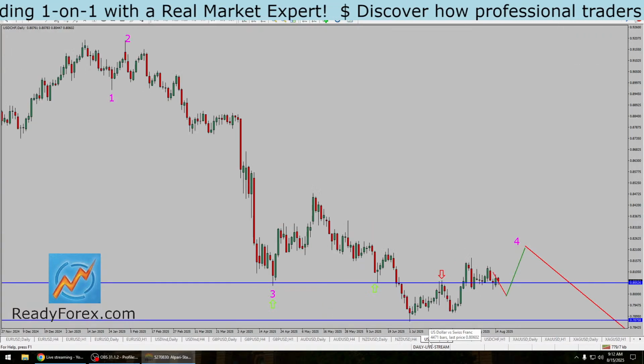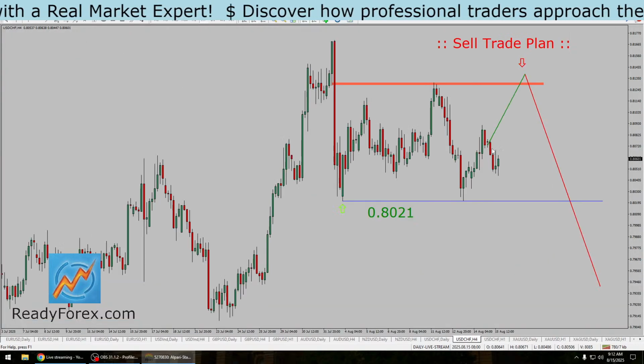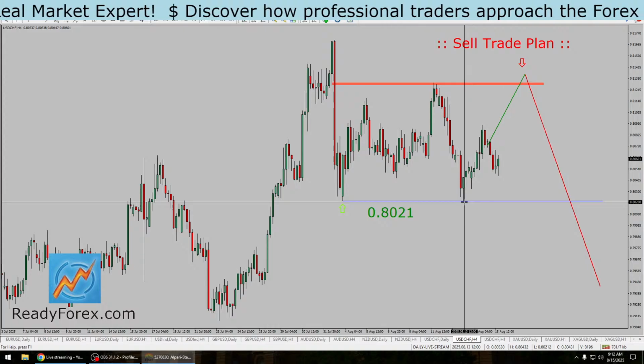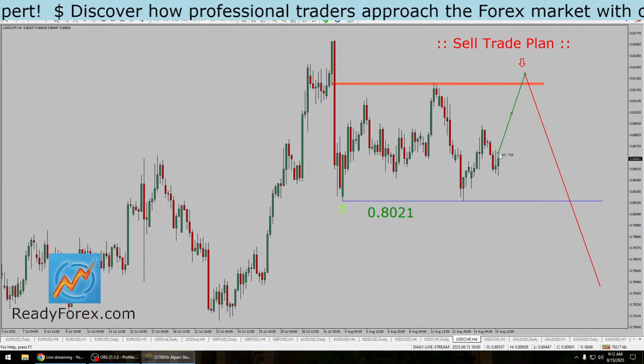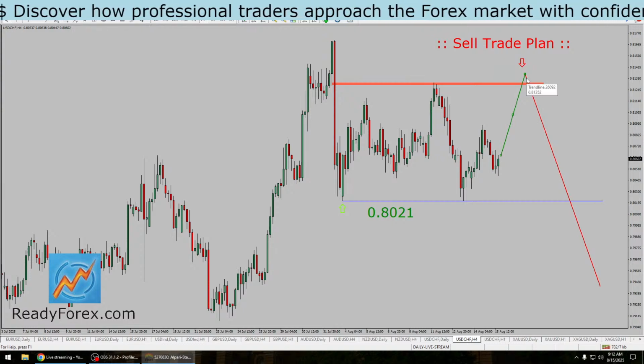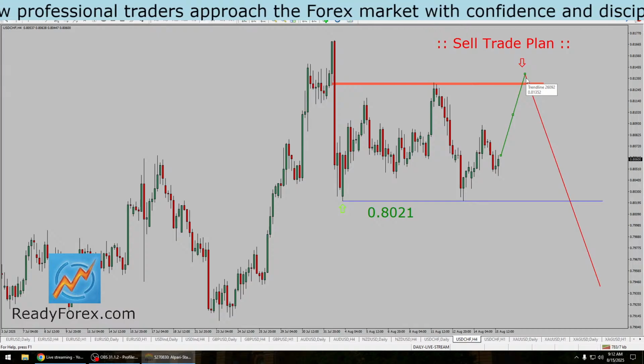Next, go over to the US dollar Swiss franc, sideways. The Swiss franc, I told you guys, is probably going sideways. A good idea is to wait for the market to rise up, hit this old high, and also create a false breakout.